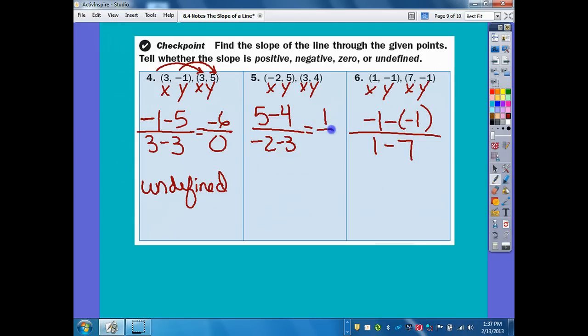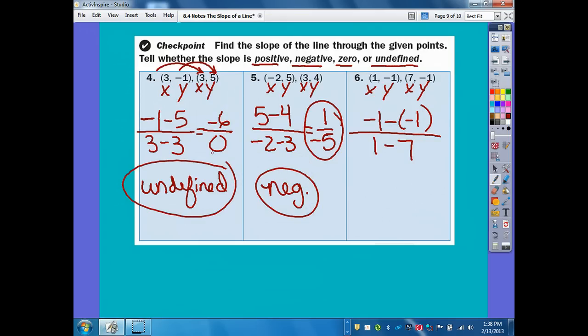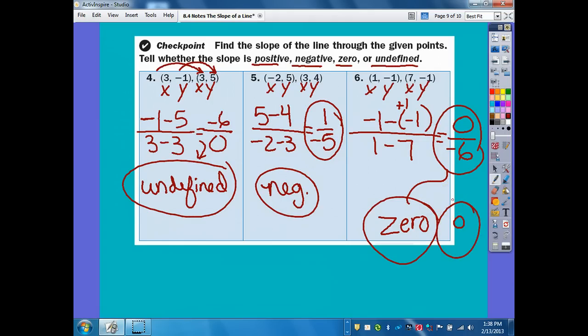Okay, what do I get here? 1 over negative 5. Is that simplified? Yes. So then what would I also write beside my answer? Because it says then, tell me if it's positive, negative, 0, or undefined. Negative. I would write negative. So undefined answers only have one answer. It's undefined. Over here, what do I end up with? This turns into a plus 1, I get 0 over negative 6, which equals, you have to tell me, it equals 0, or 0. Okay? Make sense? This is how you will do your homework. This is how you do 22 through 33.